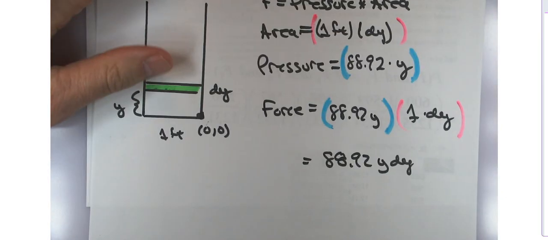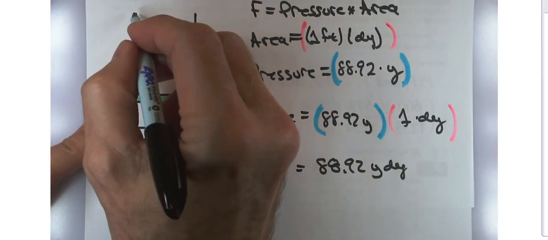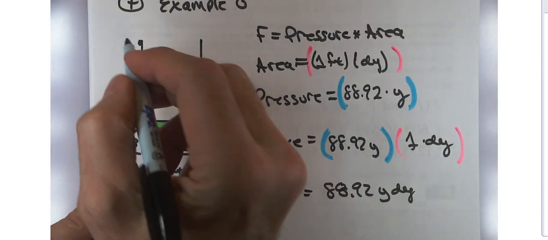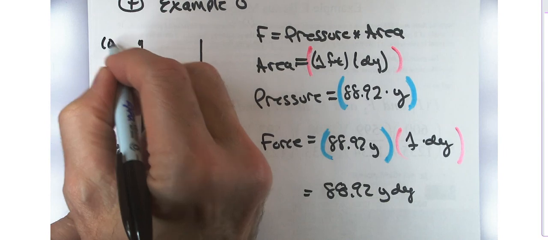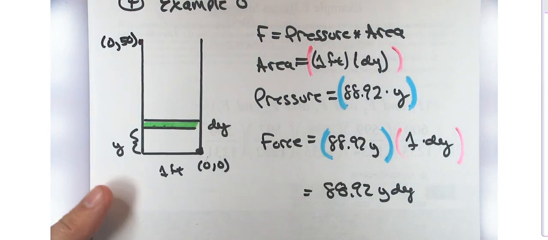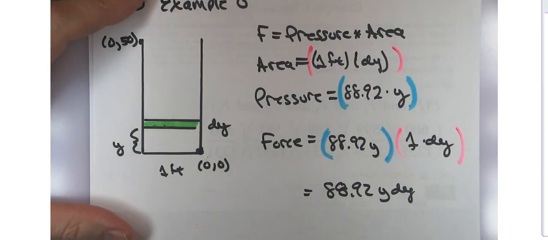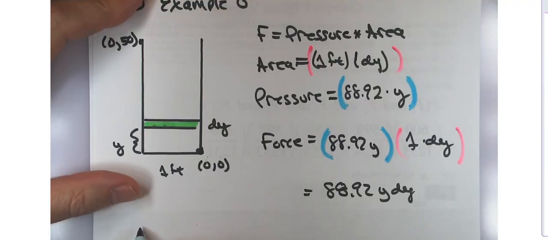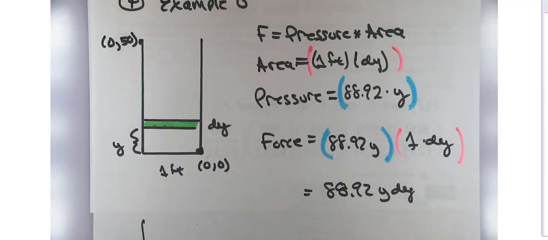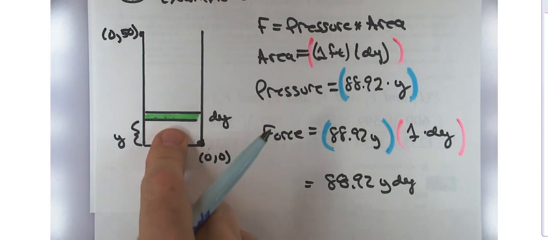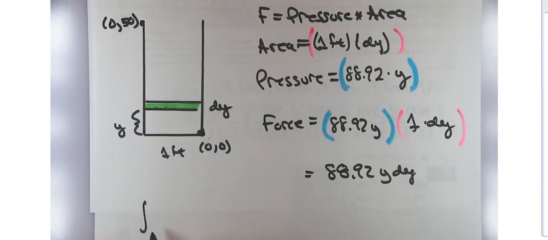Let's figure out the force on all such plates. This tank was 50 feet high. That's really high. That's like twice this section of the building, and then a little bit. That's like a huge tank. So let's integrate this to find the total force on this one foot slice. 0 to 50, 88.92 y dy.